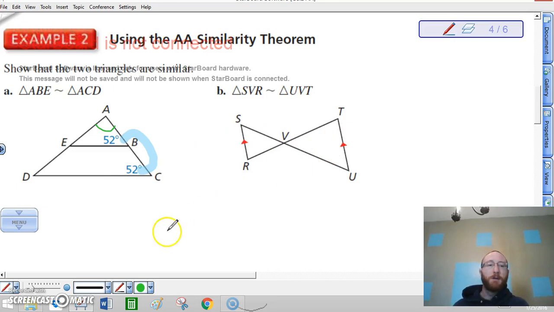In this situation, it's a little different. Quickest thing I see right away is this vertical angle.